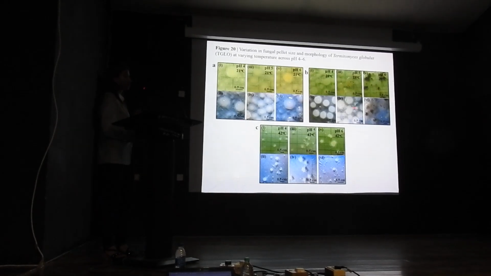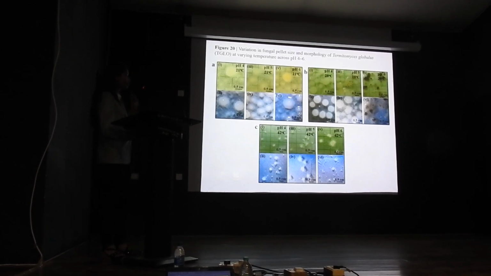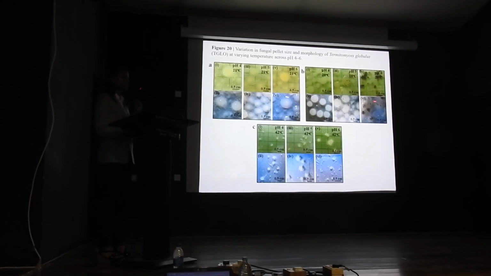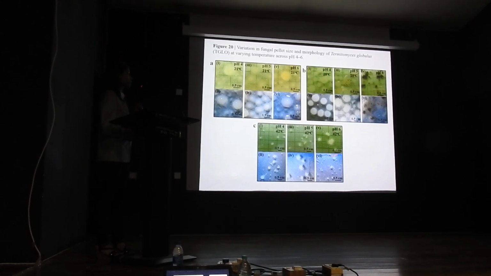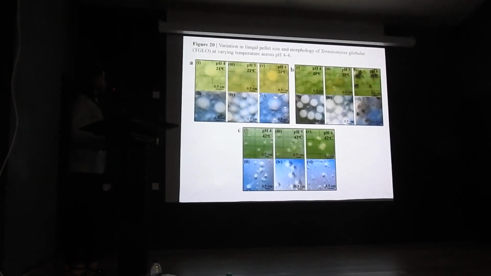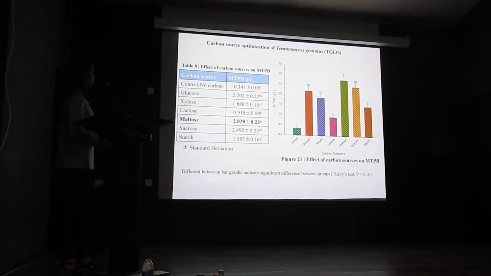So you can see the same morphologically: at the lower temperatures and pH, there was a good production of pellets with a good center core, whereas at the higher temperature, it was not that good for its growth. So there was a reduction in core size.